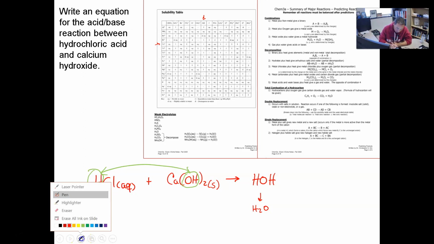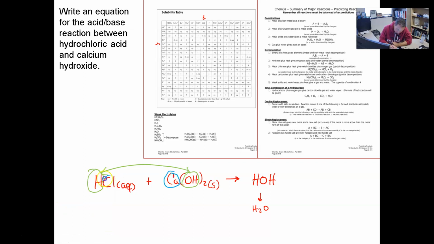The other thing that's going to happen is the other two are going to come together just like we did before. So our calcium is going to go together with our chloride. So those two are going to hook up. When this does this, we got to remember our charges. Calcium is positive 2, chloride's minus 1. And so I need 2 chlorides.